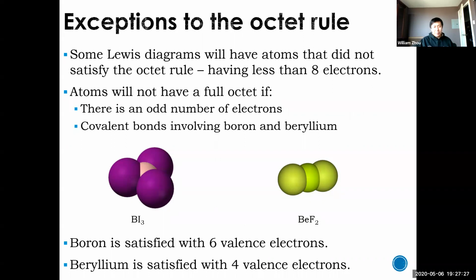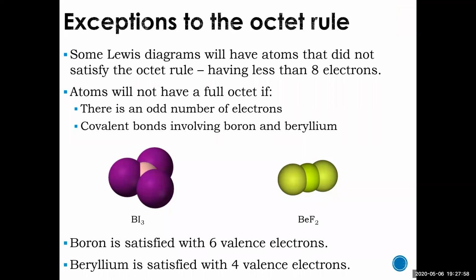The second possibility is, if you have boron and beryllium, those two atoms don't actually want 8. Boron wants 6, beryllium wants just 4, and they're happy with that. So if you ever have to make a covalent bond with those two, just know that you don't need 8. If you get 6 for boron, 4 for beryllium, you're good to go. And so those are the exceptions. So we're going to look at some examples of those exceptions.